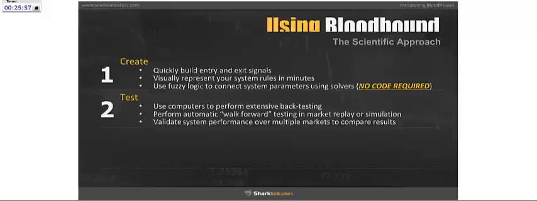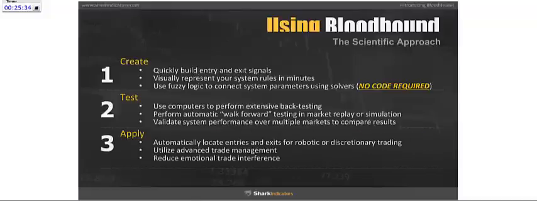And basically move it forward, right? Another thing too is you want to validate the performance over multiple markets, right? You want to be able to compare the results from your back test and your walk forward results, or if you use some form of strategy optimization, you want to be able to compare those results, okay, so that you can validate what you're doing. And then it's about trading it, right? We want to apply it.